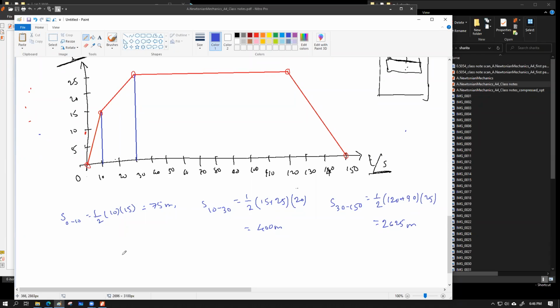So here I'm adding these three, therefore total distance, so s equals, or you can write a sum symbol over here to represent total, or if you don't want to give the sum symbol, you can write therefore. So total 3,100 meters is the total distance.